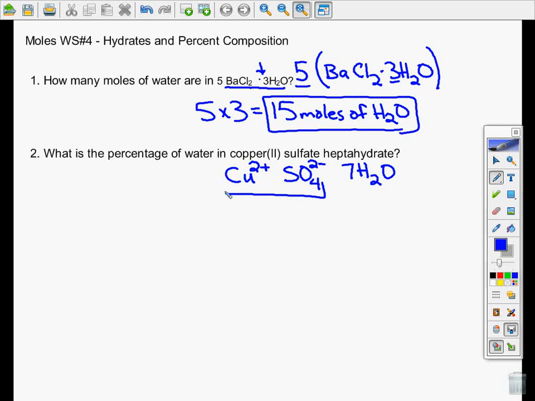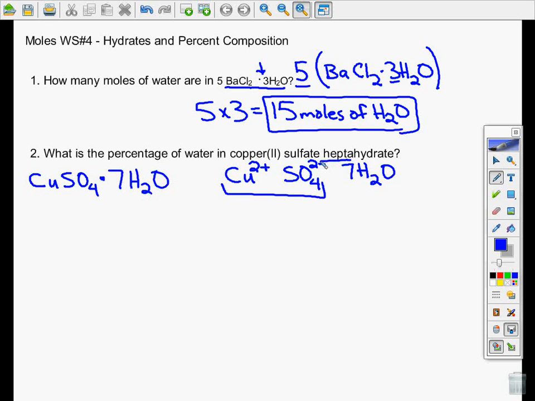The first thing I have to do is balance the ionics, and I get, for every 1 copper, I only need 1 sulfate. Now my charges are balanced, that's neutral. And for every single copper sulfate I have 7 waters. How do I know that? The prefix, hepta. So that is actually my formula for this. So now I need to figure out what's my molar mass.